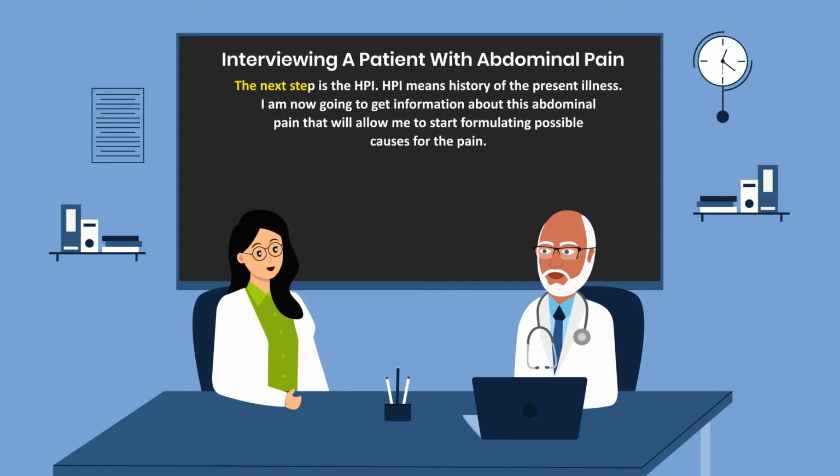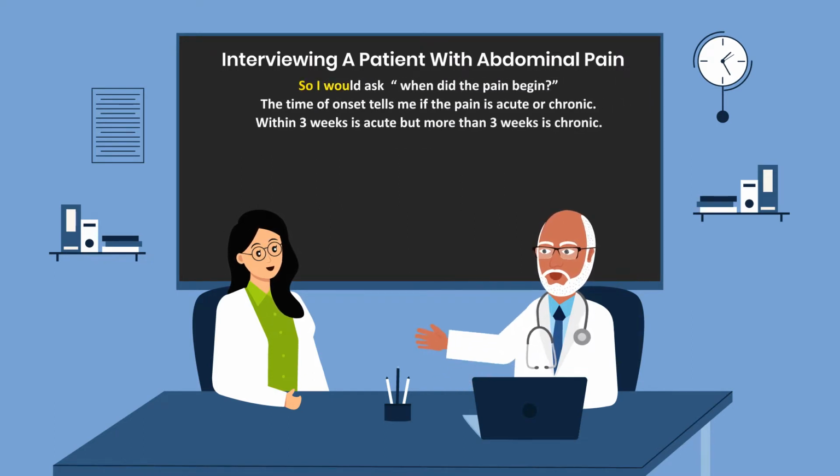The next step is the history of the present illness, the HPI. The HPI means history of present illness. I am now going to get information about this abdominal pain that will allow me to start formulating possible causes for the pain. So I would ask, when did the pain begin? The time of onset tells me if the pain is acute or chronic. Within 3 weeks is acute, but more than 3 weeks is chronic.